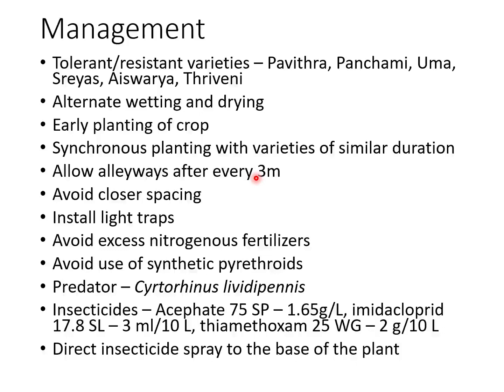Then BPH is highly attracted towards light in the night. So use light traps. It is extremely good for managing BPH. Another thing is to go for balanced fertilizer application. Excess nitrogen application, just as in the case of leaf folder we have discussed, favors the buildup of BPH. And whenever we are going for pesticide application, try to avoid synthetic pyrethroid group of pesticides. Synthetic pyrethroid group of pesticides are contact in nature. They don't have any systemic property.